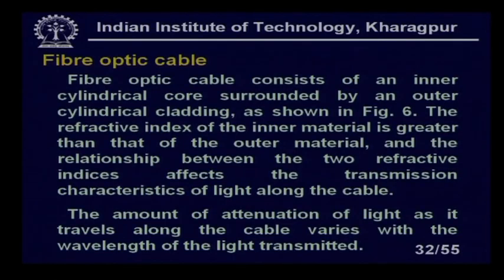The refractive index of the inner material is greater than that of the outer material, and the relationship between the two refractive indices affects the transmission characteristics of light along the cable. The amount of attenuation of light as it travels along the cable varies with the wavelength of the light transmitted. This is very important. We have seen that you have to find the optimum wavelength, the optimum color of light, which will give us the minimum attenuation. That is important, otherwise you have to use a repeater.